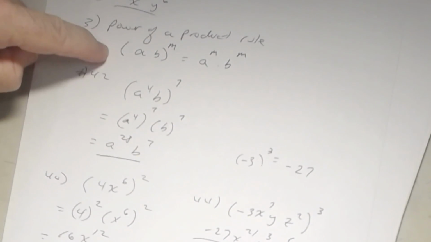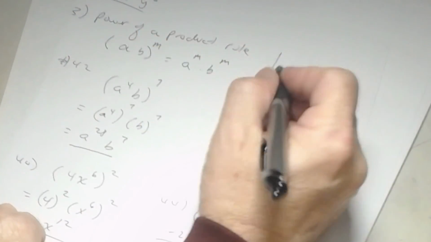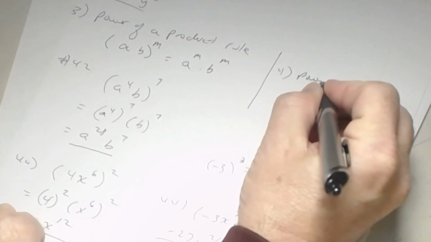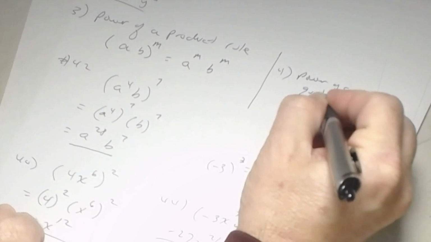All right. So remember we talked about the power of a product, right? When you divide, what word do we use for division? Quotient. We'll use the word quotient. So the 4th rule is called the power of a quotient. So if you can do the power of a product, then you can do the power of a quotient. So the power of a quotient just says this.